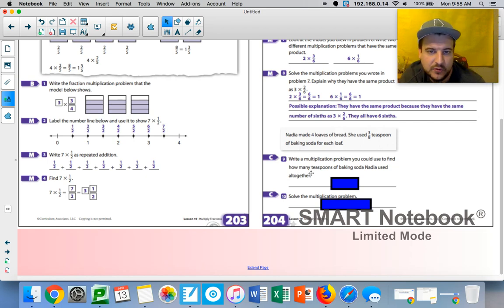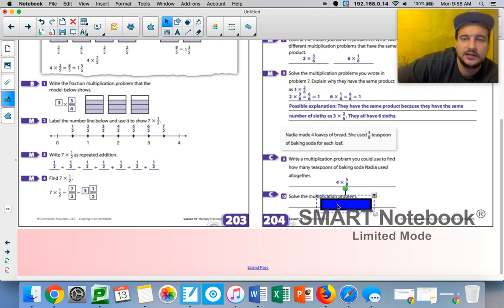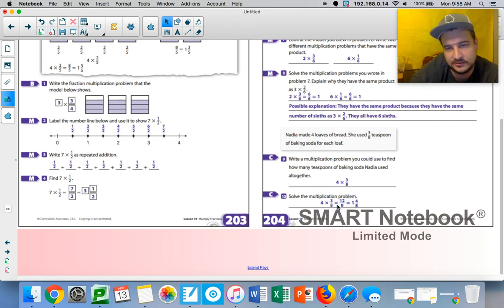Nadia made 4 loaves of bread. She used 3/8 teaspoons of baking soda for each loaf. Write a multiplication problem you could use to find how many teaspoons of baking soda Nadia used. So she had 4 loaves, 3/8 for each one, so it'd be 4 times 3/8. Solve it. 4 times 3/8 would be 12/8. Which, if you turn that improper fraction into a mixed number, 8 can go into 12 one time with 4 left over, so it'd be 1 whole and 4/8.